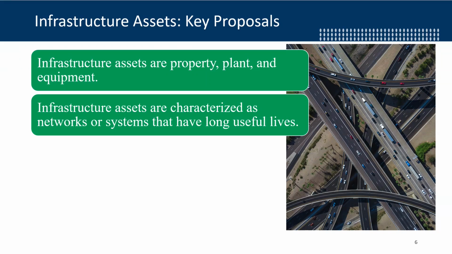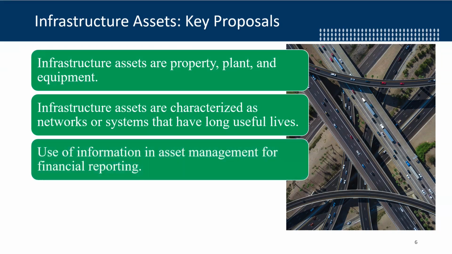ED 78 also proposes additional application guidance, implementation guidance, and illustrative examples to clarify the existing principles of accounting for infrastructure assets related to the use of information in asset management plans for financial reporting as a useful source of input when accounting for items of property, plant, and equipment, including infrastructure assets. The IPSASB acknowledged that public sector entities have asset management plans that facilitate the proper management of an item of property, plant, and equipment over its life cycle.